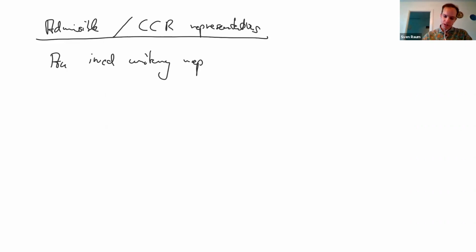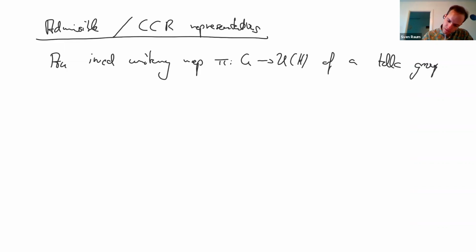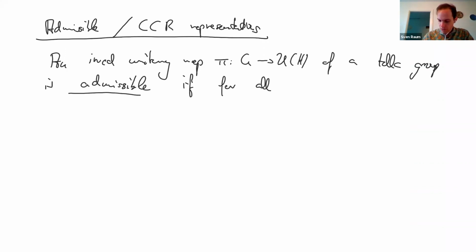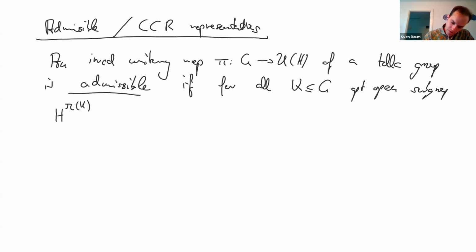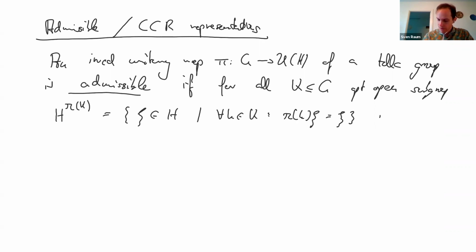So an irreducible representation π of a TDLC group G is admissible if for all compact open subgroups K, the set of these K-fixed vectors, let's say for all k in K, π(k)ψ = ψ, is finite dimensional.